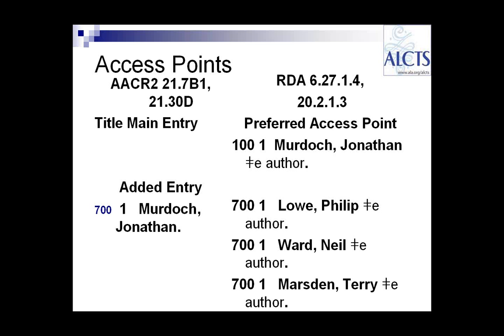Okay. And again, this is basically talking about main entry versus preferred access point. You'll notice in AACR2, for more than 3 authors, you have your title main entry, and your preferred access point is your first named author. Now you'll notice also in RDA the relationship designators in subfield e.